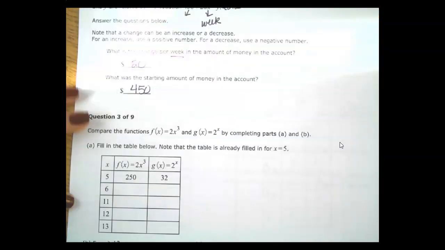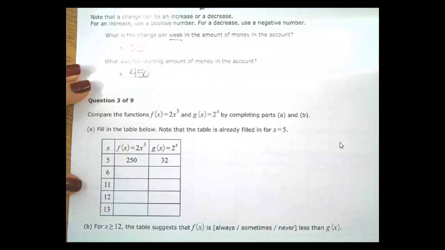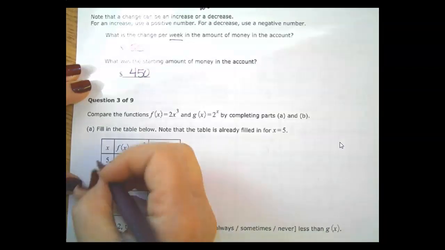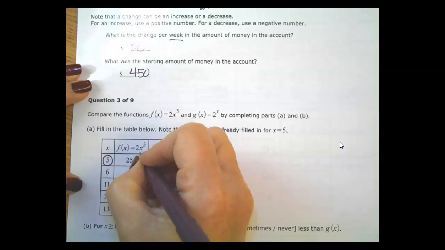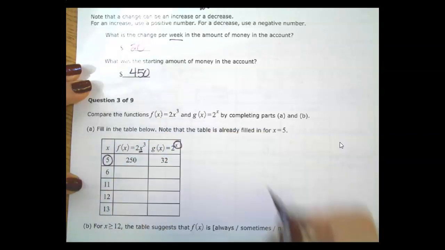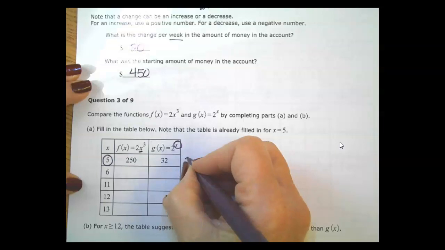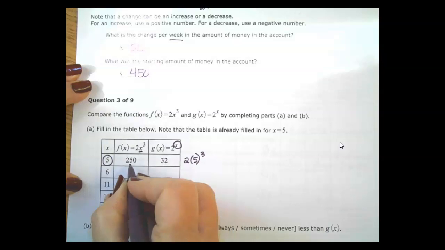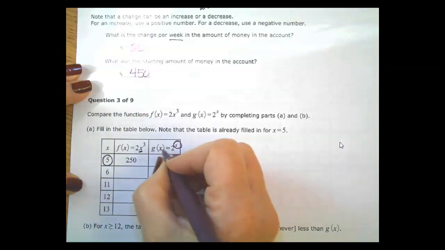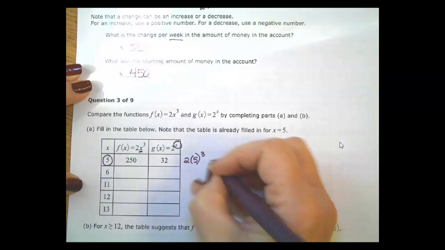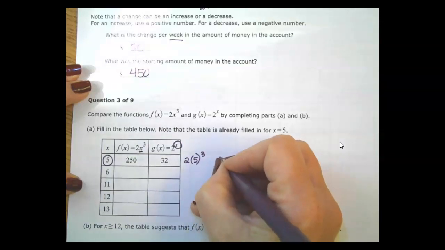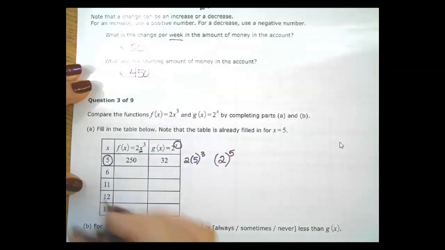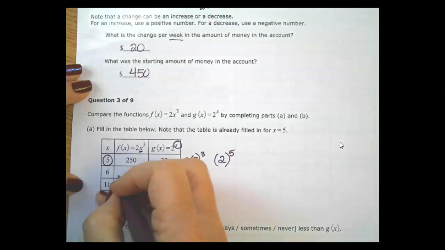Our next one is a little funkier, and you definitely need a calculator. So here's our two functions, and we're going to fill out this table. So what you're going to do is you're going to take this 5 and you're going to substitute it here and here. So for the first one, they said 2 times 5 to the 3rd power, and that's how they got the 250. On this other function, the function of g, they said 2 to the 5th power, and they got 32. So I'm not going to do all of these, but I'm going to do the next one, just kind of write it out.